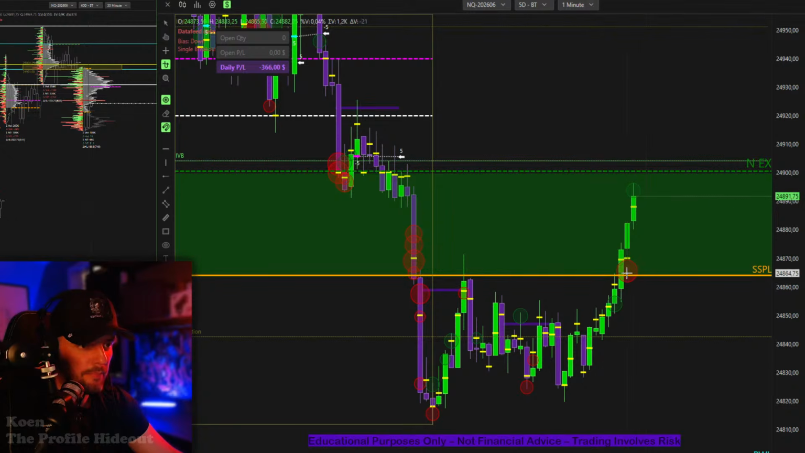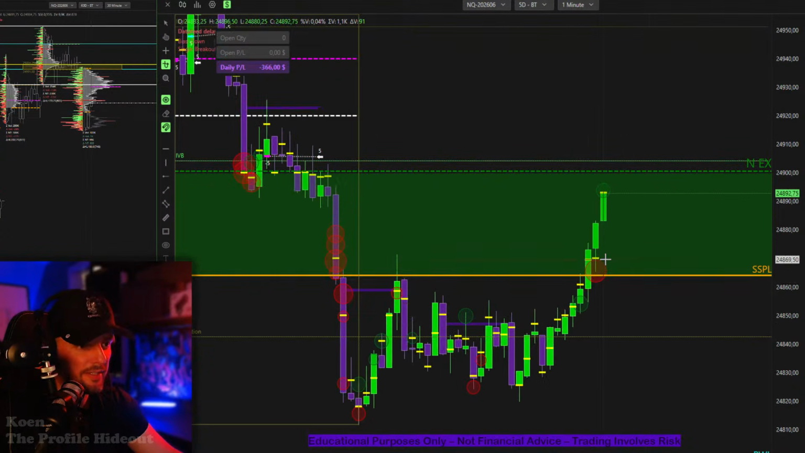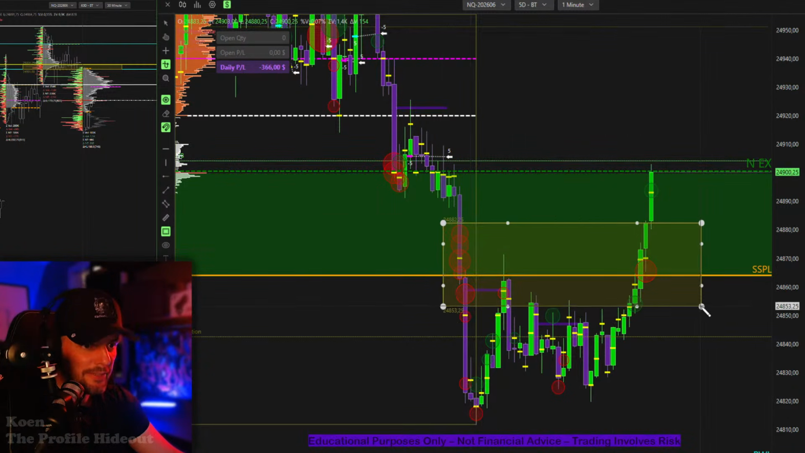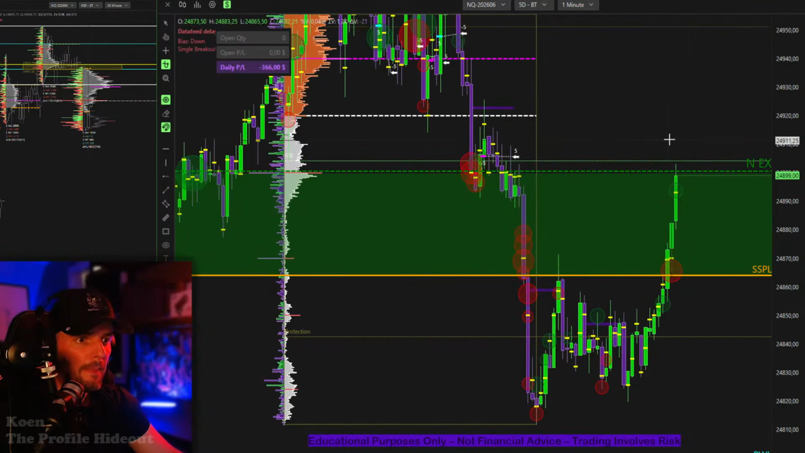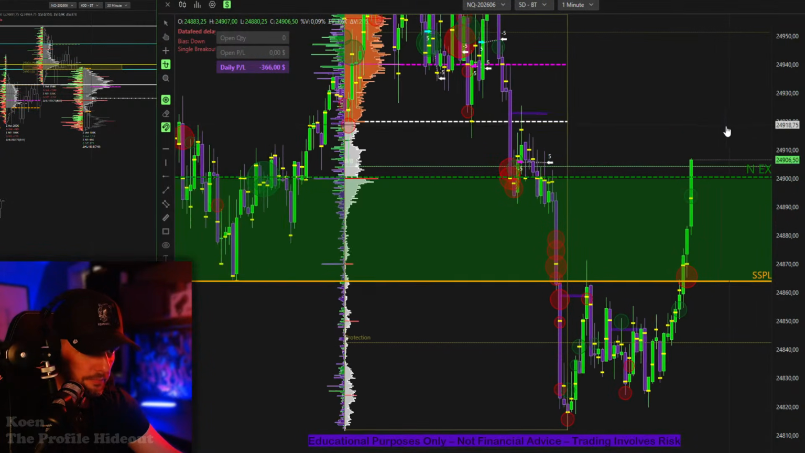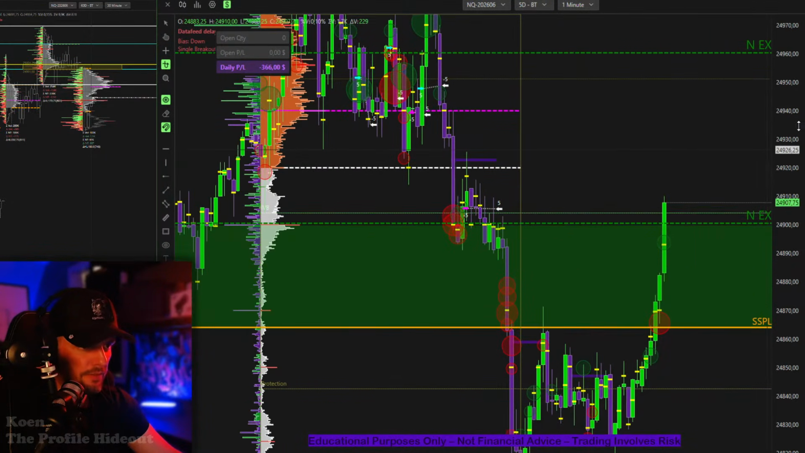Right now, this seller's trapped. Could have been a nice long, but it would have been super aggressive. I still wanted to be short-minded here. Although moves like this are what you want to see. Flush down, flush up. Nice flush up.